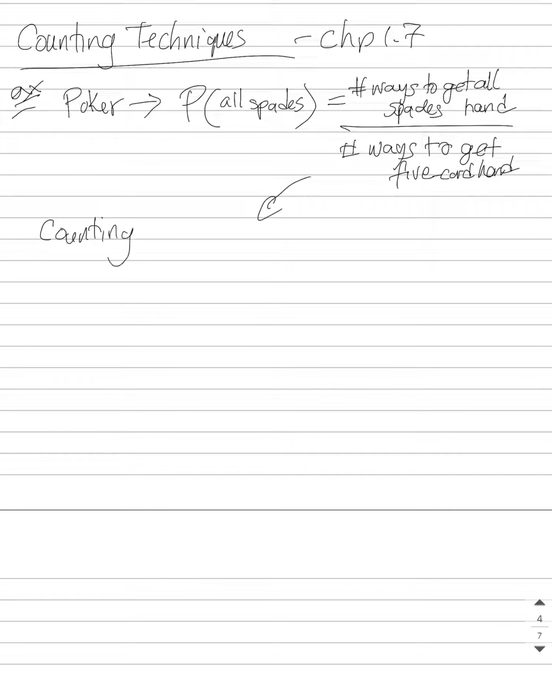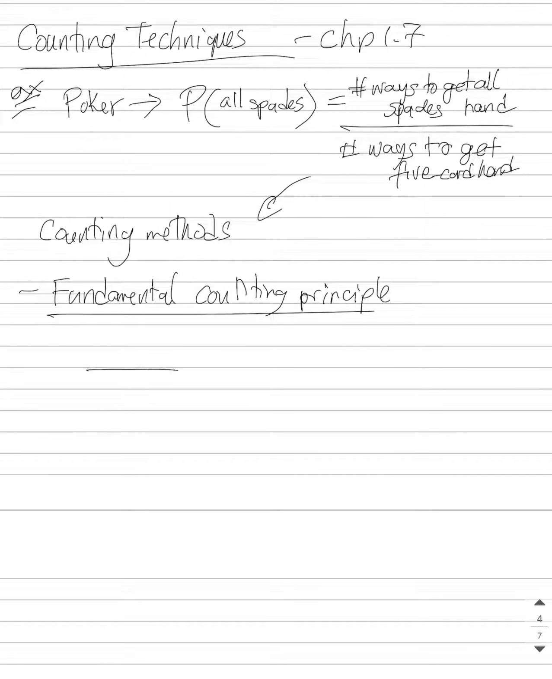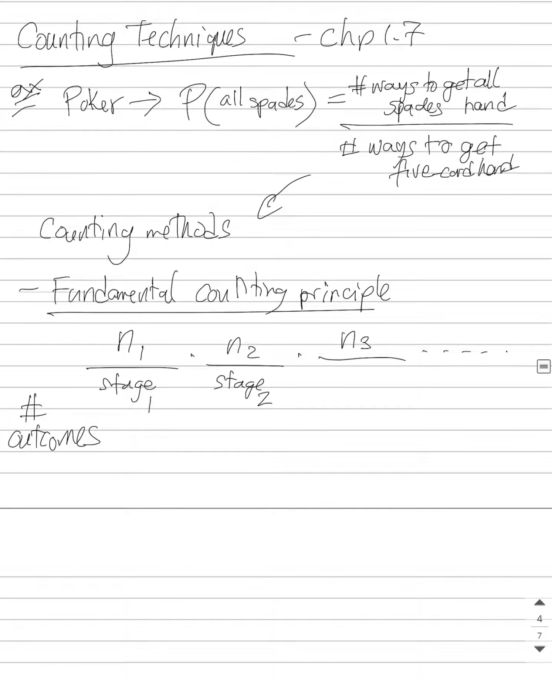So, counting methods. The fundamental counting principle. It basically says if you have an experiment with stages 1, 2, 3, all the way down, and you want to figure out the number of outcomes that are possible in your experiment, you'd figure out how many outcomes are possible in stage 1. Let's call it N1. Then you multiply it by the number of outcomes in stage 2, and then multiply it by the number of outcomes in stage 3, and so on and so forth.